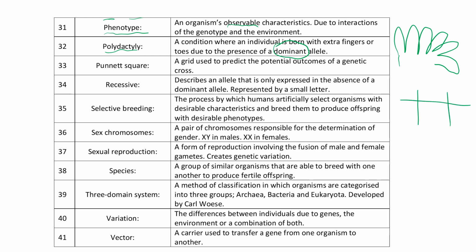A grid used to predict the potential outcomes of a genetic cross. Okay, so what you have is you have a grid that looks like that. So it could be A, and then what you do is you then fill it in. That's a Punnett square.